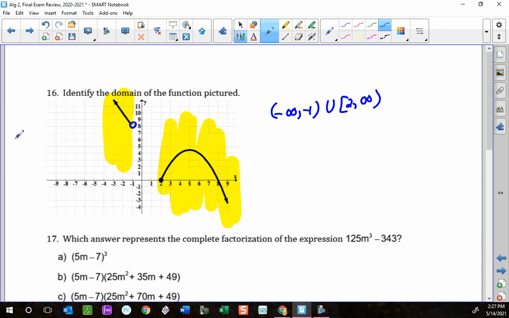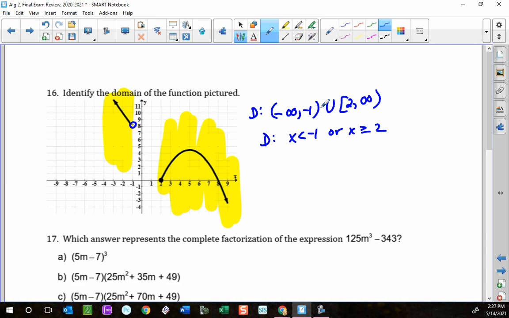You could also say it like this: x is less than negative 1, or x is greater than or equal to 2. So you can say the domain either way, with inequality symbols or interval notation.